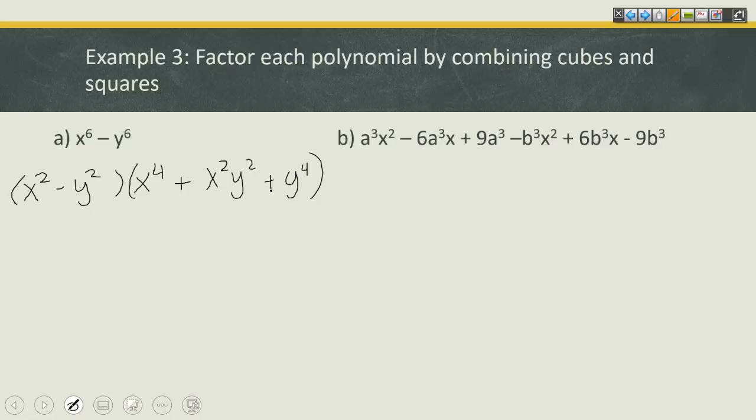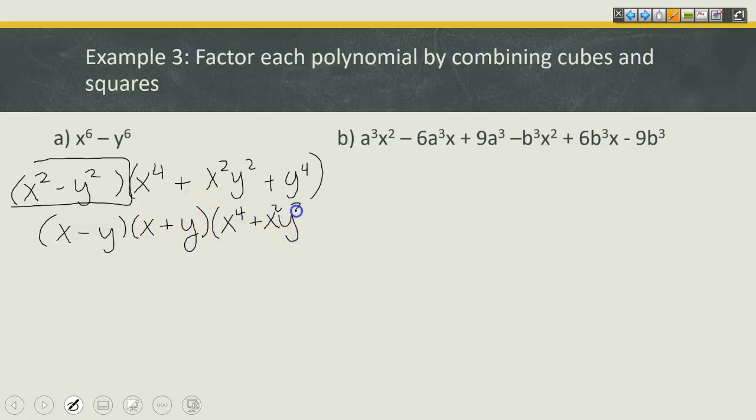But then if you look at this right here, that is a difference of squares. So it's going to actually factor again as x minus y, x plus y. So you have a difference of squares within your difference of cubes.